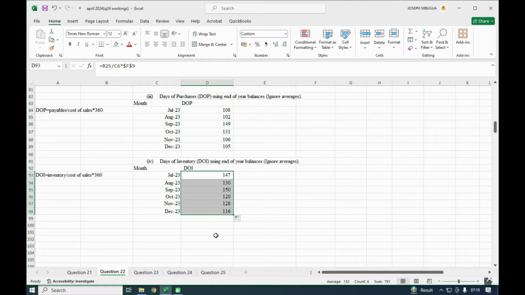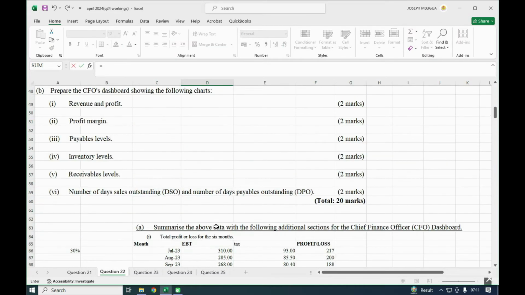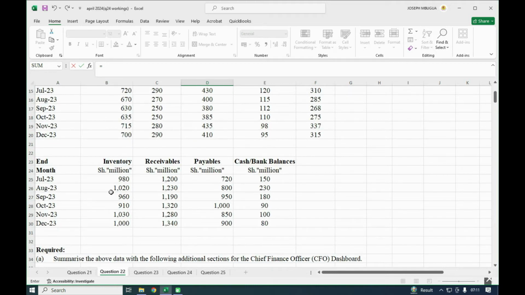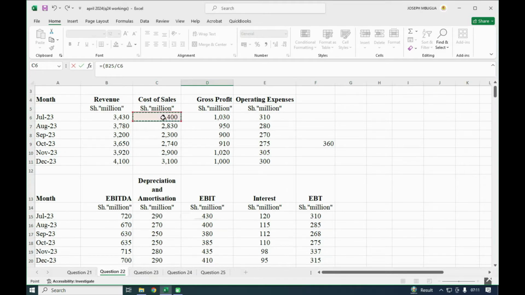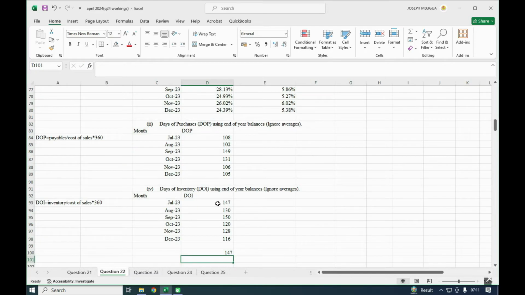And maybe someone can ask, why don't we use a bracket? Even if you use a bracket, assuming we use a bracket, just an assumption, I open the bracket, I take this, I divide by the cost of sales, I close that so that later I multiply by 360. You'll find that the answer will not change. It will give you the same answer with or without the bracket. So that will be our days of inventory.